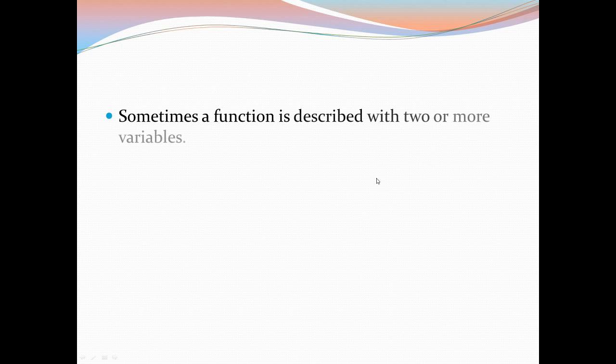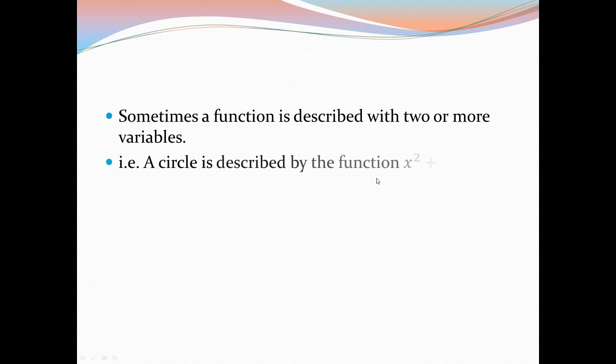So as an example, functions are sometimes described with two or more variables. A good example of this that we've dealt with earlier is a circle. A circle is described by the function x squared plus y squared equals r squared. And to make it easy on us, we'll consider the unit circle. The unit circle has the equation x squared plus y squared equals 1.